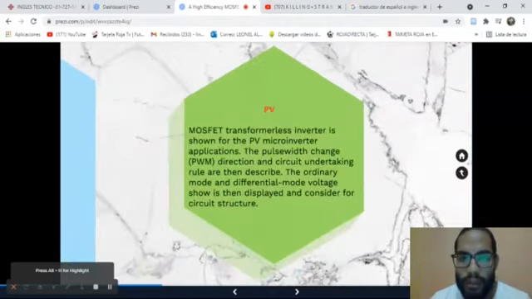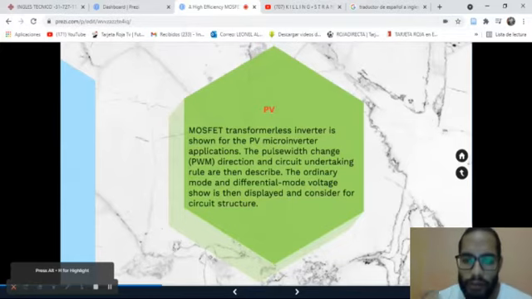Topic one. The PV MOSFET transformerless inverter is shown for the PV microinverter application. The pulse width modulation (PWM) direction and circuit operating principle are then described. The common mode and differential mode voltage are then displayed and considered from the circuit structure.